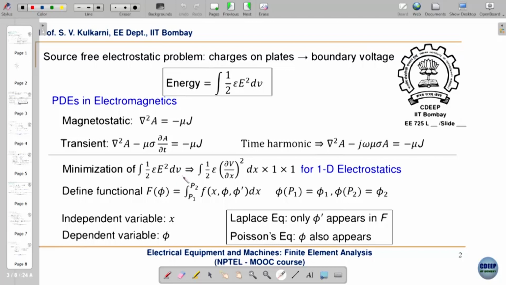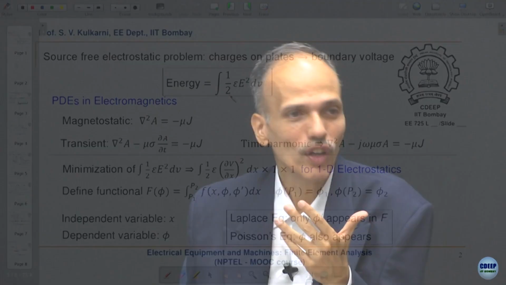So you are minimizing this, and we have already seen this: for 1D electrostatics you get 1 into 1, so it is basically only dx. Now for a standard capacitor problem, we knew that the energy is this, because it is related to the capacitor, and half epsilon E square is the energy density. That is why we started directly by assuming that this is the energy that has to be minimized. But in general, for a given partial differential equation, we have to know the corresponding energy to be minimized. We will later see how to find the corresponding energy functionals that need to be minimized for each of these partial differential equations.